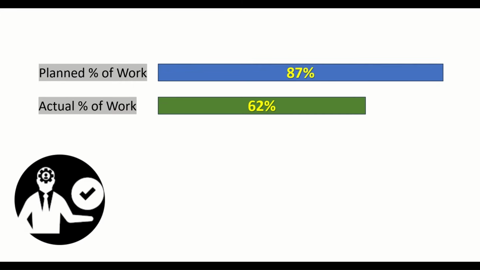First, let's quickly go over what we mean by planned and actual percentages. The planned percentage reflects how much of the work should be completed at a given point based on your project plan. The actual percentage, on the other hand, shows the real progress made so far up to that date.